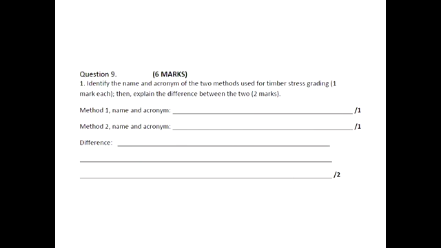Now, another exam question. In this case, it's not a multiple choice. We'll ask you to do a little bit more, because you have to write an answer. So it's a short answer. Identify the name and acronym of the two methods that are used for timber stress grading. 1 point each. So that would be visual stress grading, F, machine graded pine, MGP, and so forth. Now, explain the difference between the two methods. And then you'll have to write a short sentence with the difference. Okay? Very common exam question.